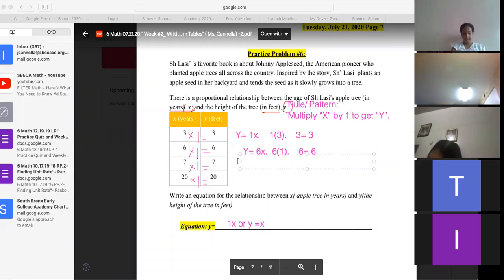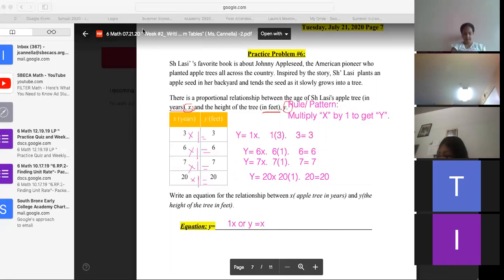Next, talk to me about 7. What does that look like? Come on. Y equals what? Y equals 1X. Keep going. 7 times 1 equals 7. Good. Let's do the last one, and then I'll give you guys time to copy this down. What do we do? Y equals what? Y equals 1X. 20 times 1 equals 20.